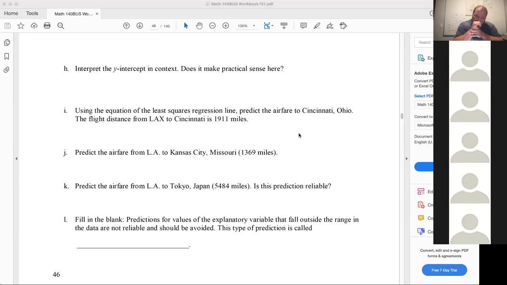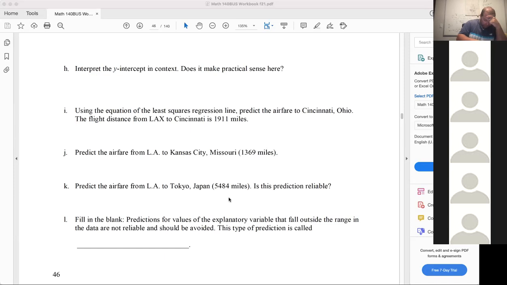Okay, now I got 236.472. That's it. What's the airfare for 5484 miles? $598.592.